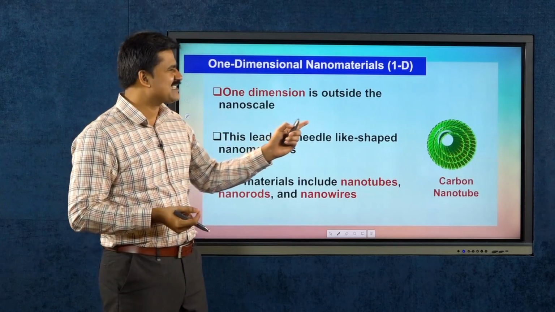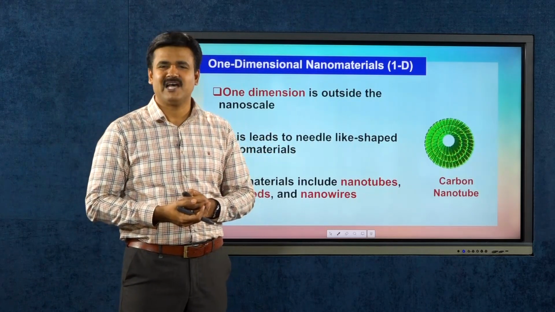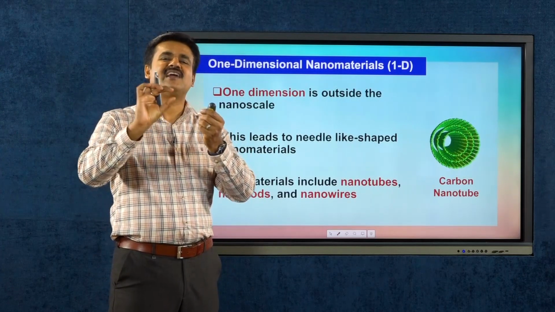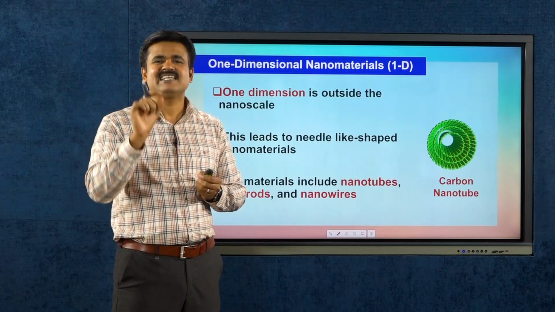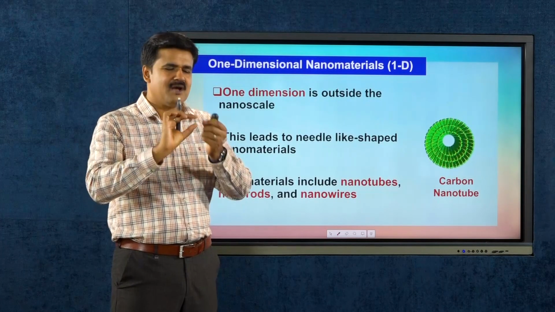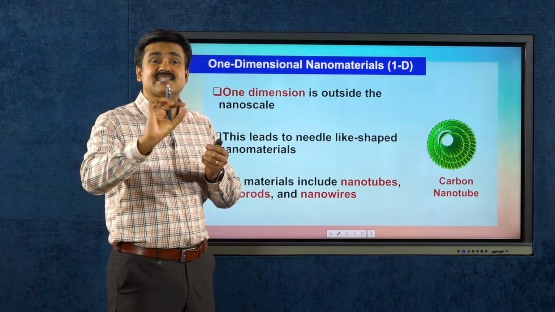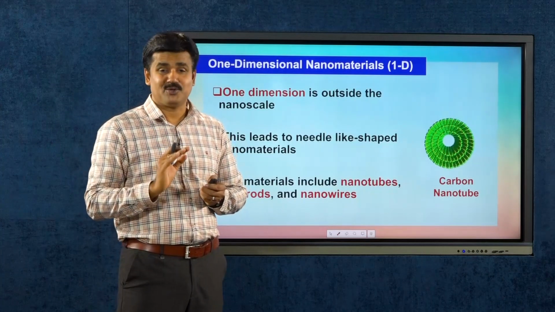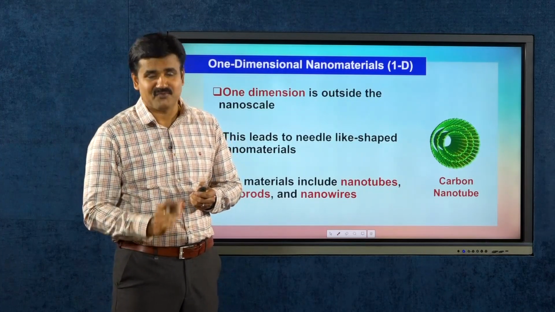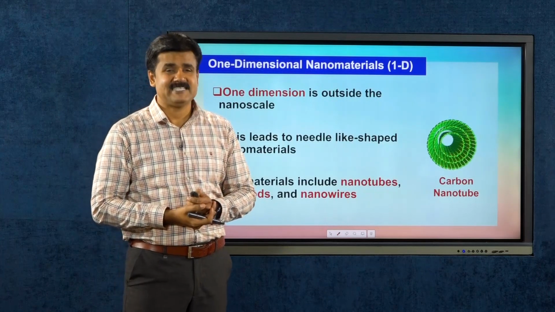This is the representation of a carbon nanotube. This is a tubular arrangement. Its thickness, its breadth, etc. are very small, but its length is very high. So one dimension is outside nano. So carbon nanotubes represent a nice example of a one-dimensional nanomaterial.